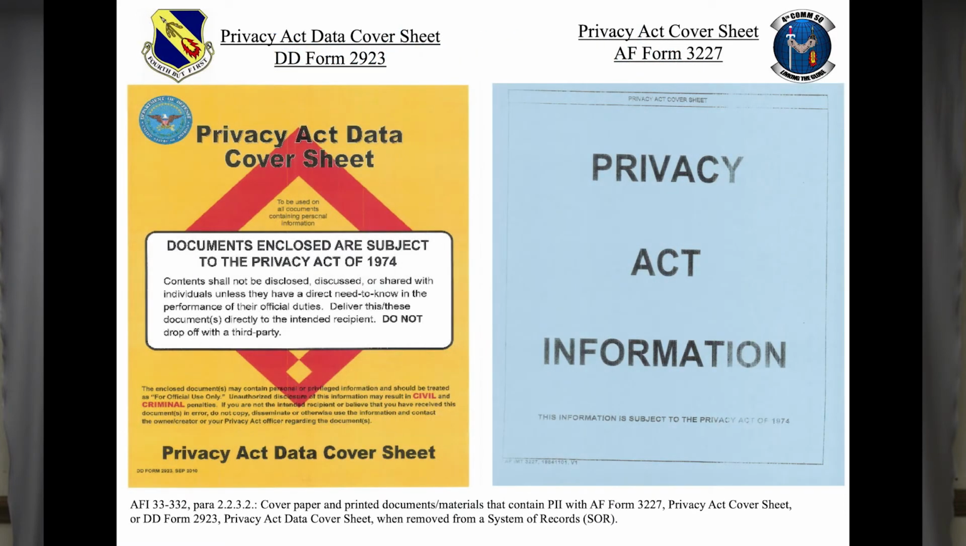There are two ways to prevent a breach as far as physical copies, and it's the cover sheet that we were talking about earlier. One is a DD Form 2923 or Air Force Form 3227. Both of these can be found on EPUBs as well as Google. Just type in DD Form 2923, that is the DOD-wide one, and then the Air Force one is the Air Force Form 3227. Both of them serve the same purpose, so you don't need to choose one over the other.